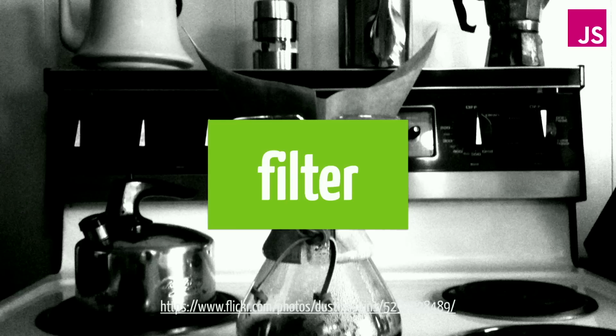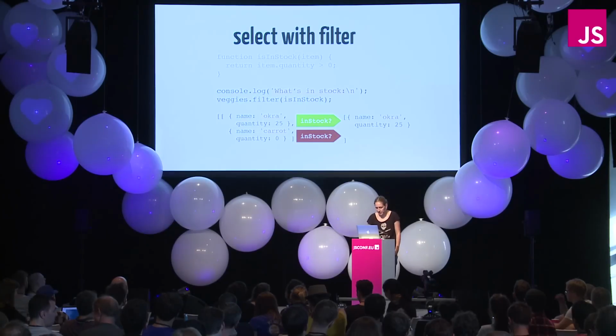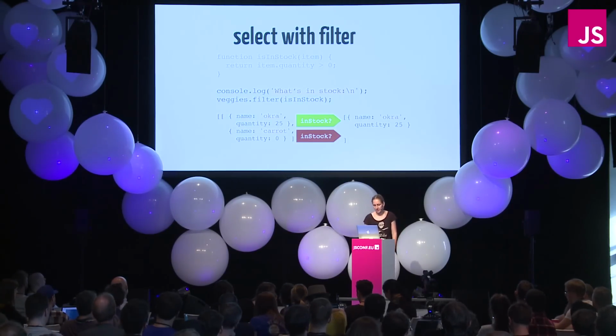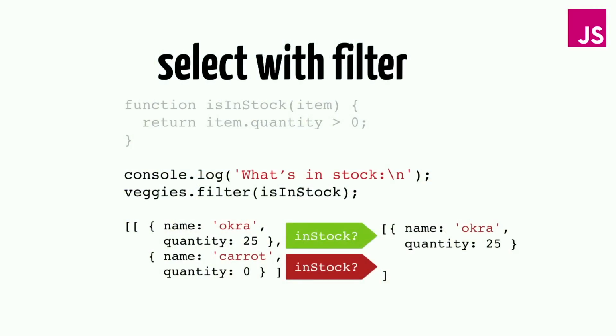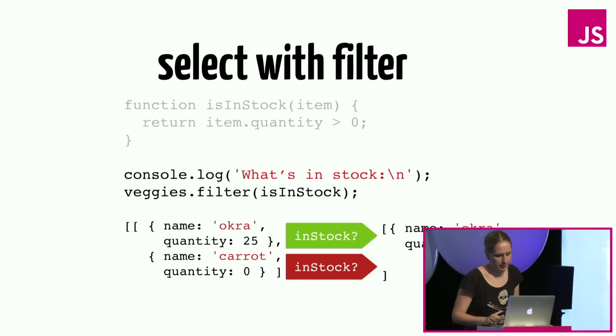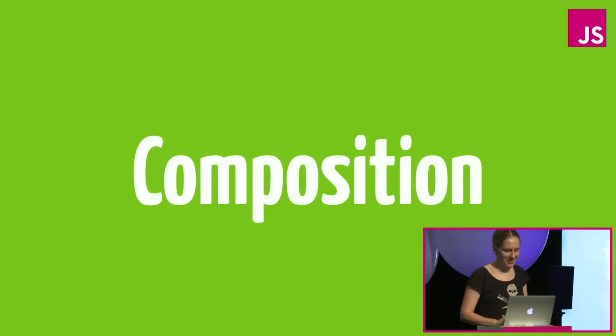And filter filters the elements of an array based on a predicate. So how would that work? Let's say we have an array of veggies and we want to filter for what's in stock so we can start cooking. We filter for a quantity greater than 0, you can see there. So how does it work? I have 25 okra, so is it in stock? It still is in the resulting array, but the carrots get filtered out because I have 0 in stock. So we saw closures, currying, and as we have learned, partial application and higher order functions help us to build complex, specialized functions from more simple and more general functions. All right, let's build some pipelines.